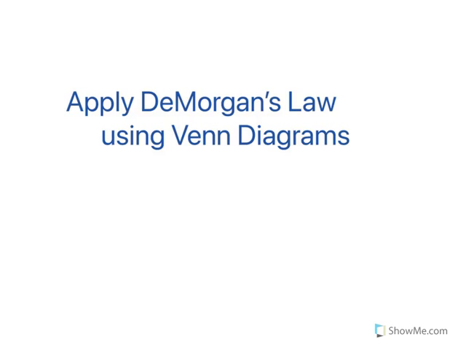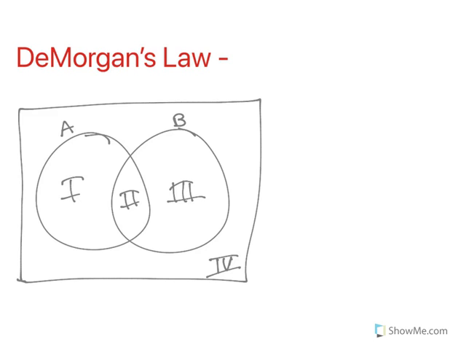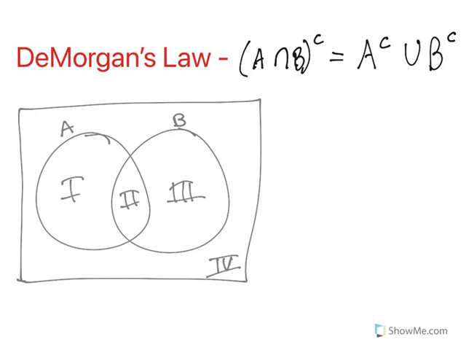Apply De Morgan's law using Venn diagrams. So you're probably thinking, what is De Morgan's law? Well, let's remember. De Morgan's law tells us that the complement of A and B equals the complement of A or the complement of B. Now, I want to show you this on this particular diagram.